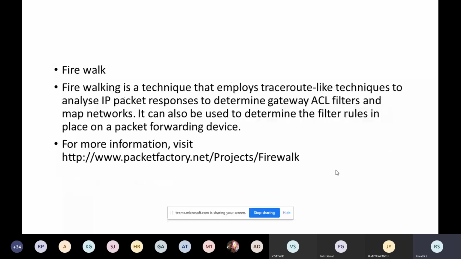Firewalk just scans whether you have any filters, that is firewalls, in the particular network or not.